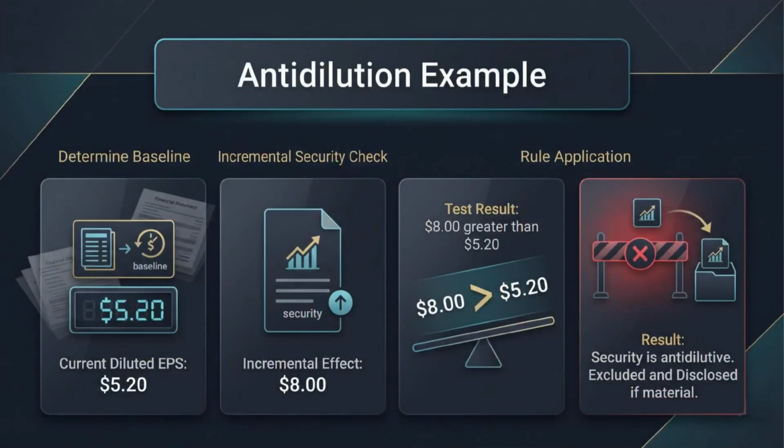In this anti-dilution example, current diluted EPS at the testing point is $5.20. The next security has an incremental effect of $8 per share. Adding a security with an $8 effect would improve EPS instead of reducing it, so the security is anti-dilutive. It is excluded from diluted EPS, and the remaining lower rank securities are also excluded.